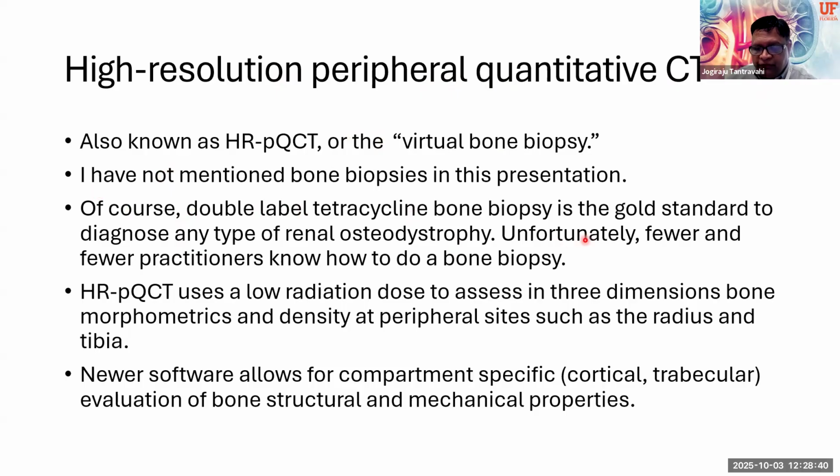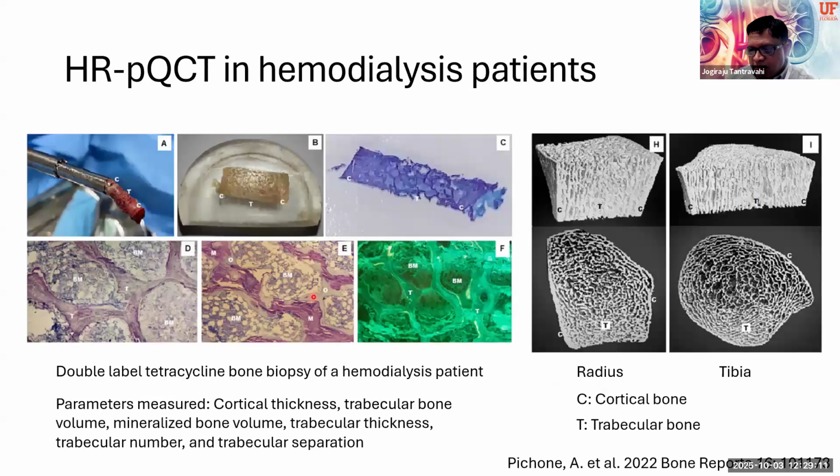Unfortunately, fewer and fewer practitioners know how to do a bone biopsy, and fewer pathologists know how to interpret one. So HRpQCT uses a low radiation dose to assess in 3 dimensions bone morphometrics and density at peripheral sites, such as the radius and the tibia. And newer software has allowed for compartment-specific cortical and trabecular evaluation of bone structural and mechanical properties. So this was sort of a cool proof of principle type of study.